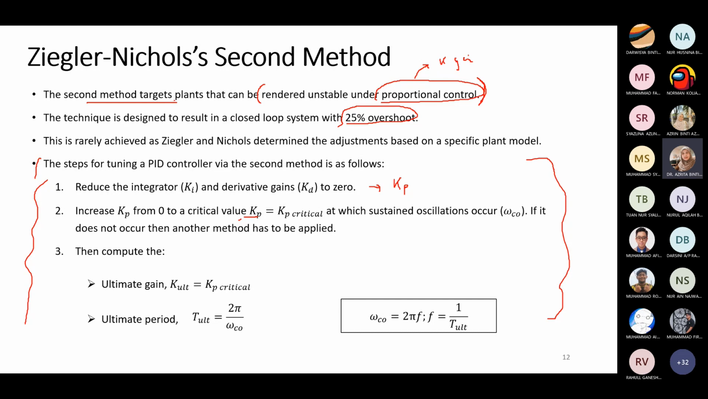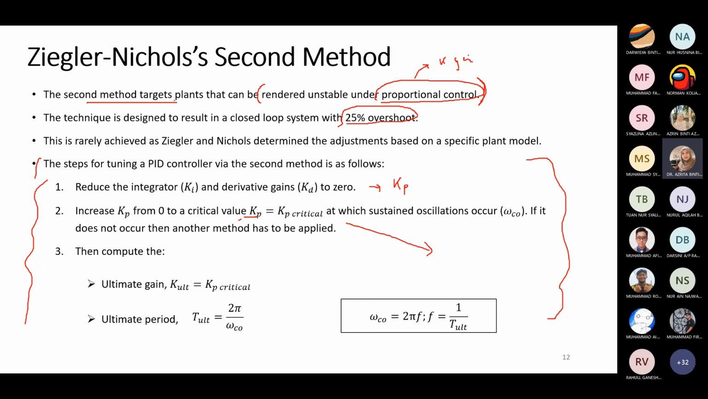So that's for the Ziegler-Nichols second method. Actually you can tune your PID controller in hardware or experimentally. First, you just reduce the KI and KD to 0. And then for the KP, you increase the value of KP slowly from 0 until you obtain the critical value. So how do we know that we have already achieved the critical value?